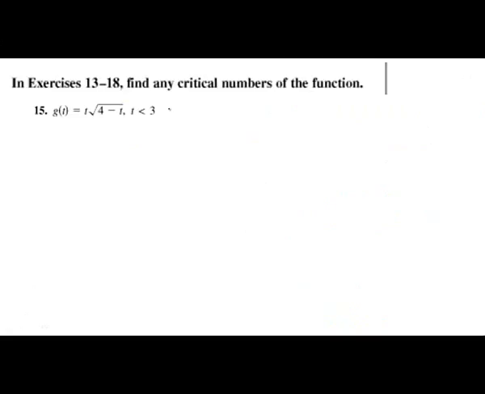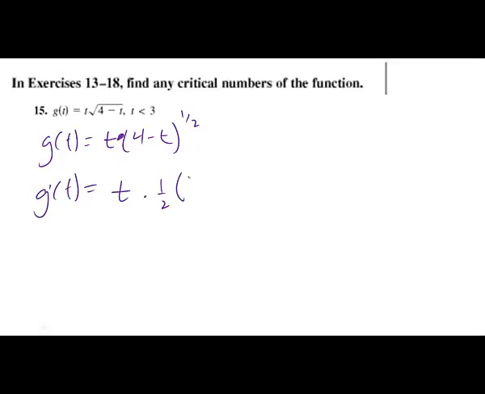All right, so we're supposed to find any critical numbers. To get critical numbers, what do we need to do? Derivative. Before I do a derivative of this one, though, I'm going to rewrite it as 4 minus t to the 1/2 power. So we've got g prime of t equals, what rule am I going to need in here first? Product. So keep the first. Derivative of the second would be bring the 1/2 in front. 4 minus t to the what power? Negative 1/2, but be careful, there's a chain rule in there.